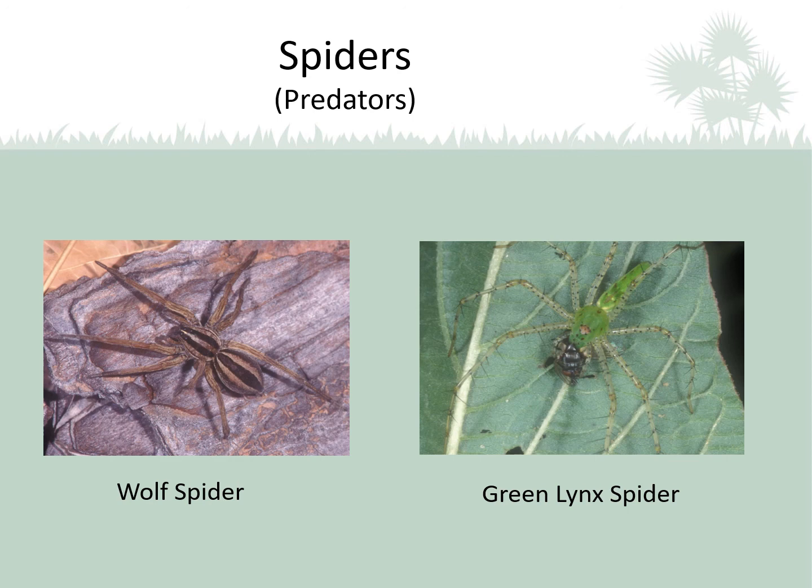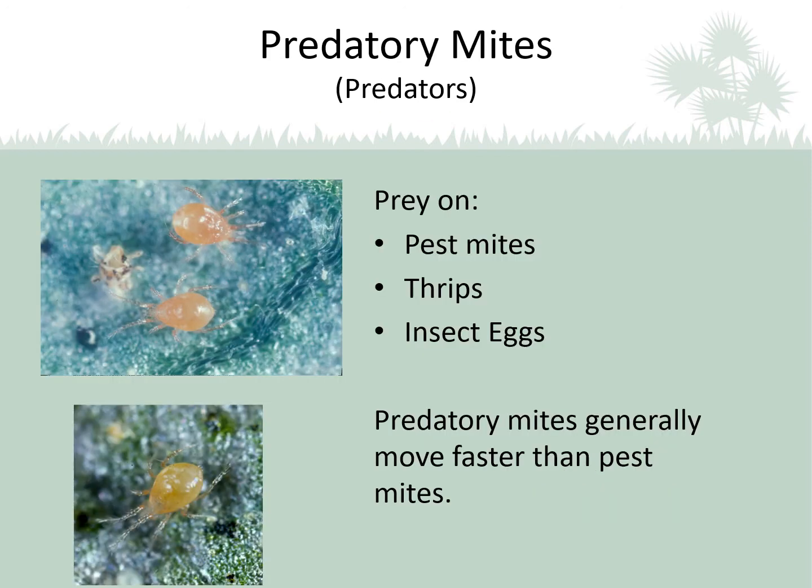And what's happening is you're seeing all the eyes reflect back to you, all these spiders, and you'll be surprised how many hundreds of these are out in the yard feeding at night. Predatory mites, they prey on pest mites, thrips, insect eggs, and predatory mites generally move faster than the pest mites. They really have to, or they can't survive. They literally run them down and suck them dry.